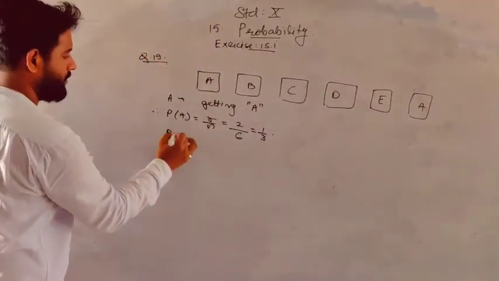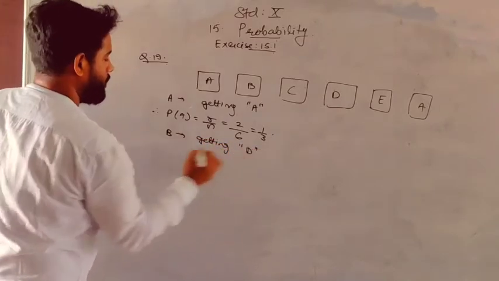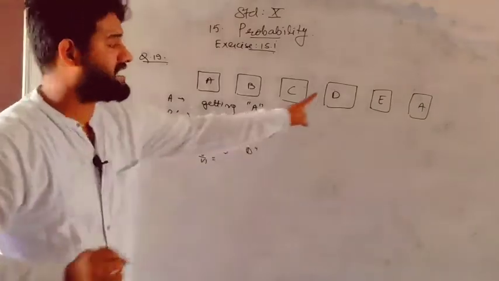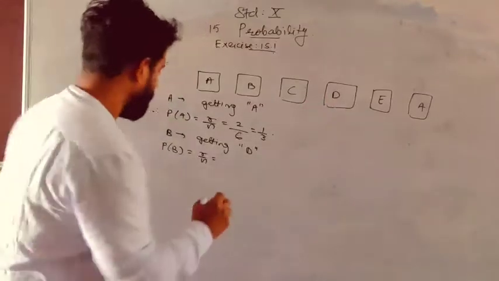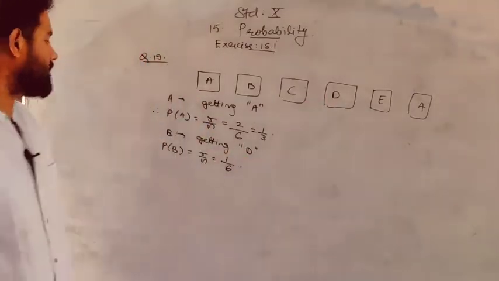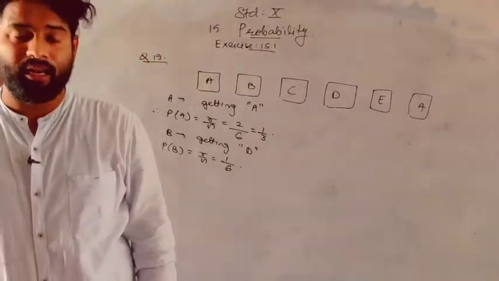So let me take it as event B, getting D. So the probability of B is again R by N. How many times is D there? D is there only 1 time. So 1 upon N, which is 6 only. 1 upon 6. That is the answer of B. So I hope you have understood question number 19.